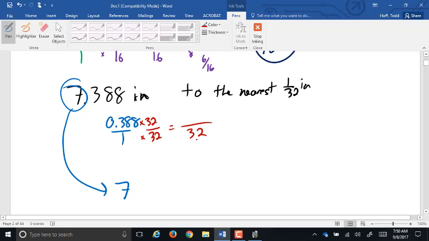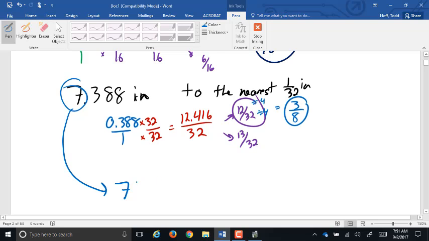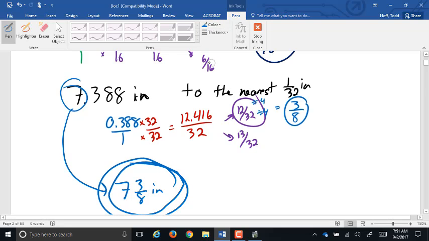0.388 times 32 is what, 12? Or 12 point what? 12.416, which is between 12 and 13, 32nds. Which one's it closer to? 12. Both of those can be divided by 4. Gives 3/8. So our answer is 7 3/8 inches. What do you think?